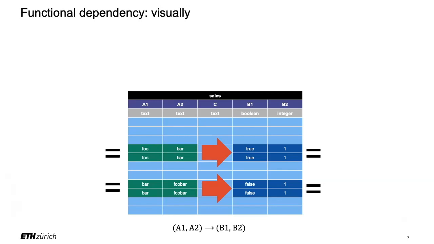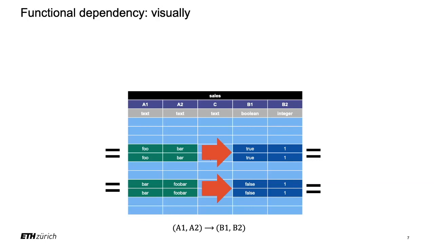So we have A1 and A2 that functionally determines B1 and B2. What does it mean? It means if you know the values in one tuple, you know the value of A1, A2, then you also know the value of B1, B2.